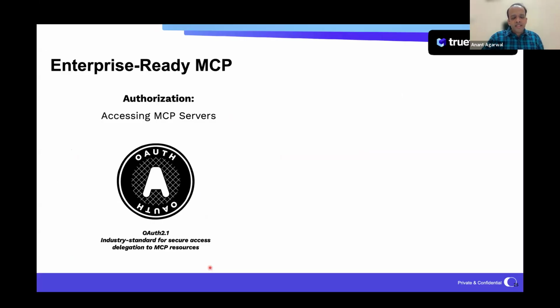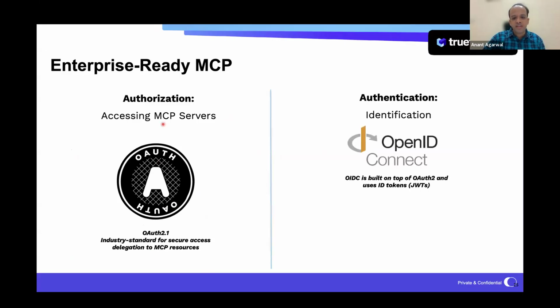Now, in enterprise-ready MCP, this basically translates to using OAuth 2.1 for authorization, for accessing MCP servers, and for authentication, you have two main methods: OIDC and SAML, right? OIDC is built on top of OAuth 2.0 and uses ID tokens, and SAML works with SAML-based XML assertions, right? And this is authentication. Both of these are compatible with OAuth 2.1. So these are completely distinct concepts altogether.